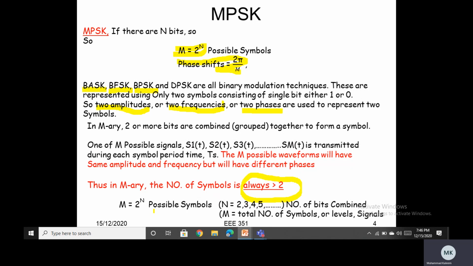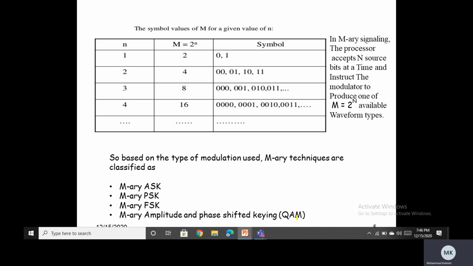And the number of symbols can be calculated by this formula, where n, in case of M-Ary, always starts from 2 onwards: 2, 3, 4, 5. And m is the total number of symbols or levels or signals. This table summarizes overall multi-level digital modulation techniques.